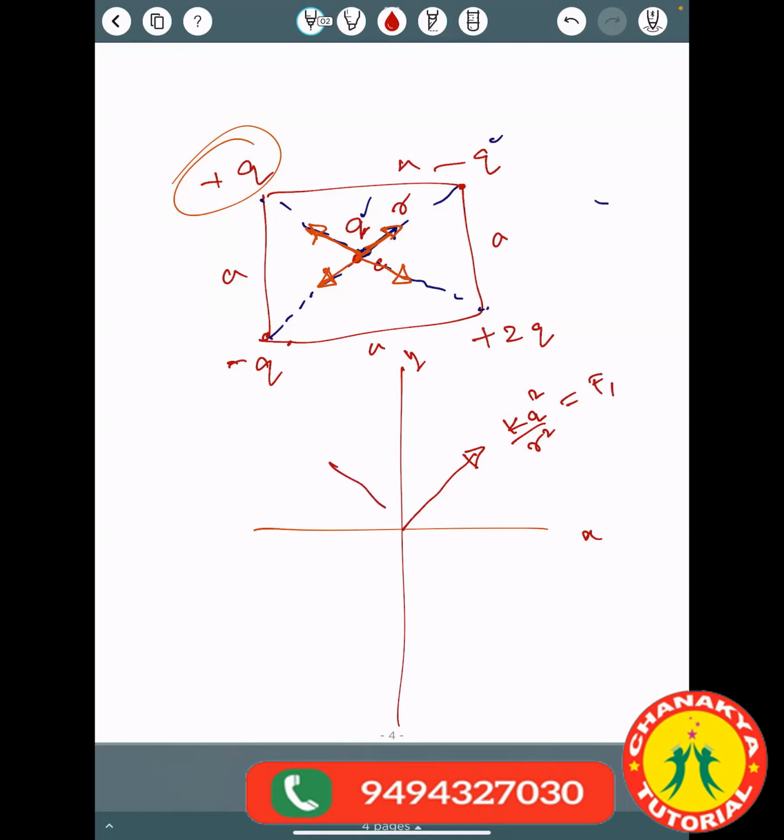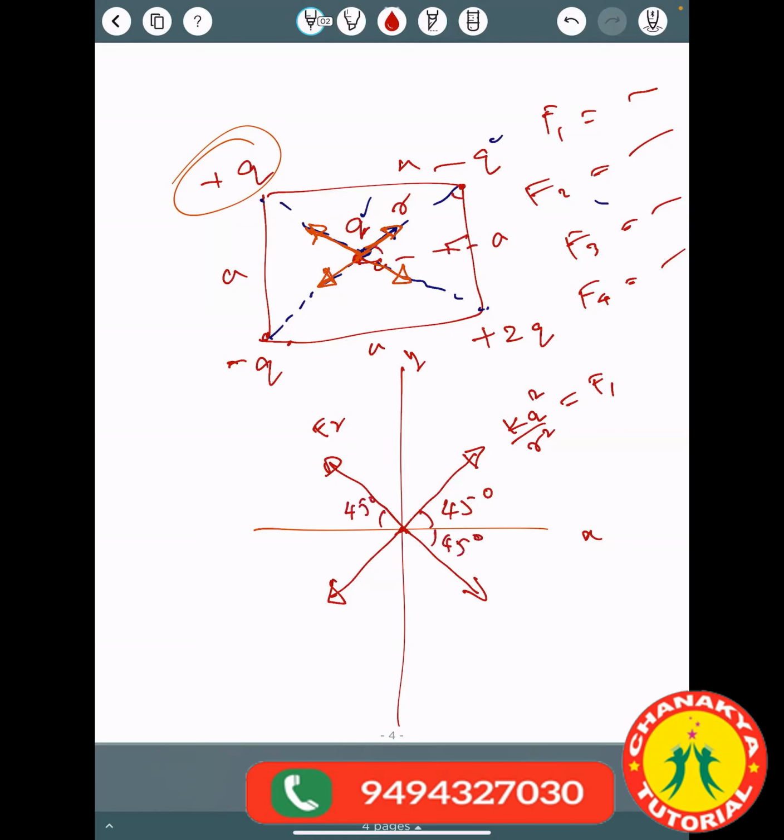So one more is here, let us say it as F2. You write what is F1, what is F2, what is F3, and what is F4. Then we have one more force here, and then we have one more force here. Then see the angles. This is 45 degree, correct? Because this is 90, this is 45, this is 45. All are 45 degree only.